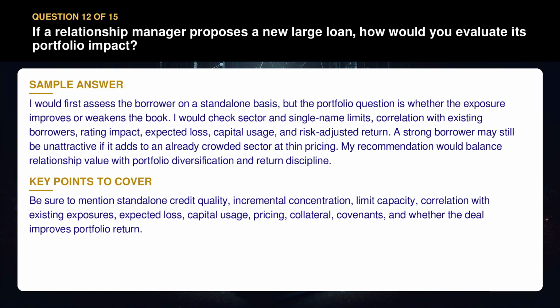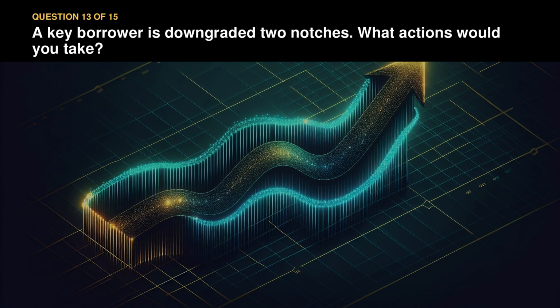Be sure to mention standalone credit quality, incremental concentration, limit capacity, correlation with existing exposures, expected loss, capital usage, pricing, collateral, covenants, and whether the deal improves portfolio return. Question 13. A key borrower is downgraded 2 notches. What actions would you take?